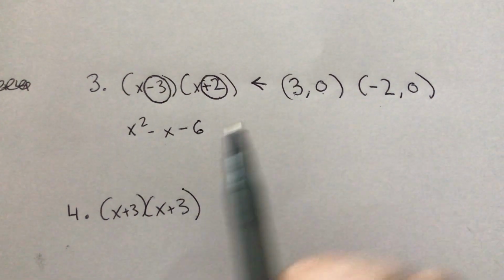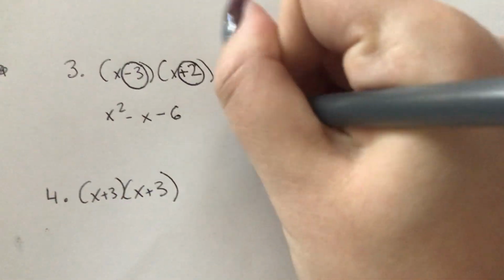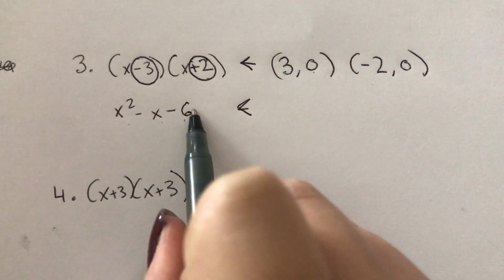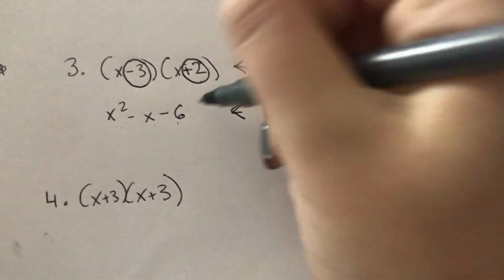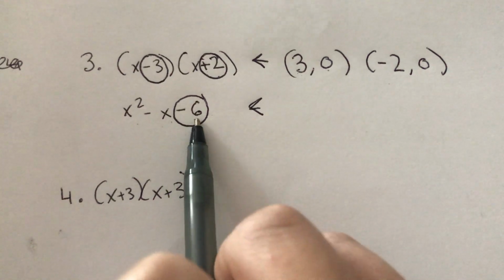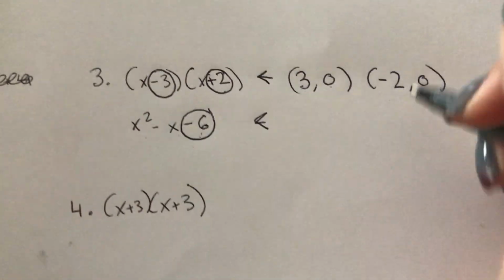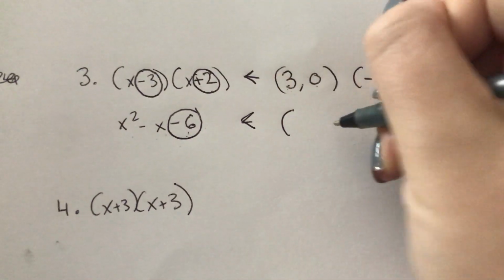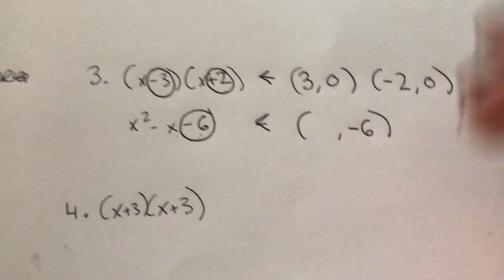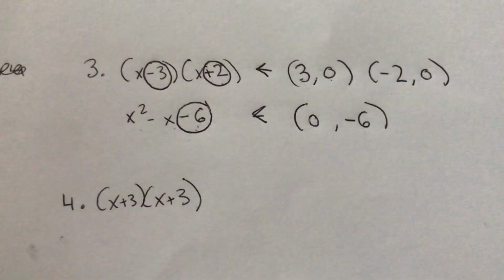Now I have standard form. I can easily identify my y-intercept. My y-intercept is the value that doesn't have an x on it. So again, making sure that you're including the sign that's in front of the value every single time. So this is a negative 6. For y-intercepts, it gives us the y value. So the y value is negative 6, the x value is 0.